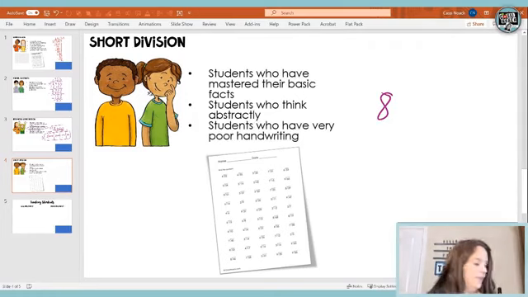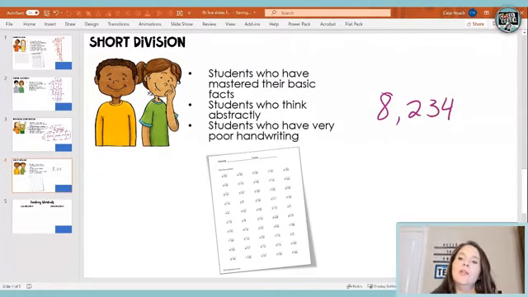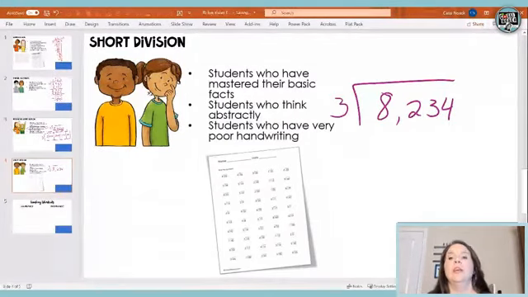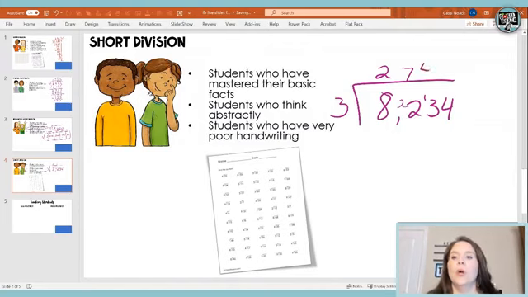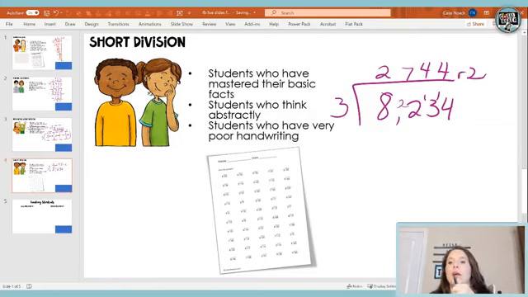So let's do another one. Let's do 8,234 divided by 3. Okay, so this is how short division works. 3 goes into 8 2 times, and then in your head, you think about the remainder, which is 2. So I'm going to put the remainder there. Now our next number is going to be 22 divided by 3, which is 7, remainder 1. Now we have 3 into 13, which is 4, remainder 1. And 3 into 14, which is 4, remainder 2.